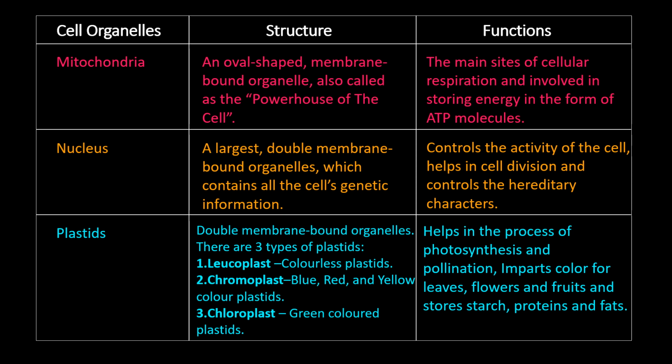Plastids are double-membrane-bound organelles. There are three types of plastids. Leucoplasts, which means they are colorless plastids. Chromoplasts are blue, red and yellow colored plastids. Chloroplasts are green colored plastids. They help in the process of photosynthesis, pollination, impart color to leaves, flowers and fruits, and store starch, proteins and fats.